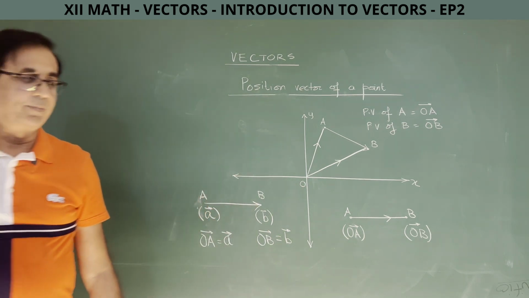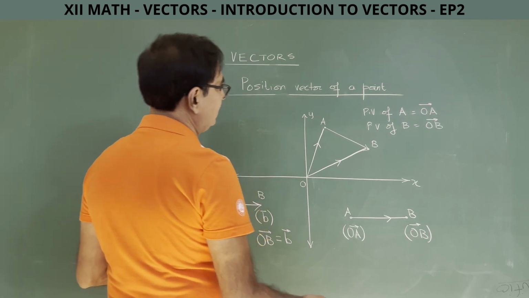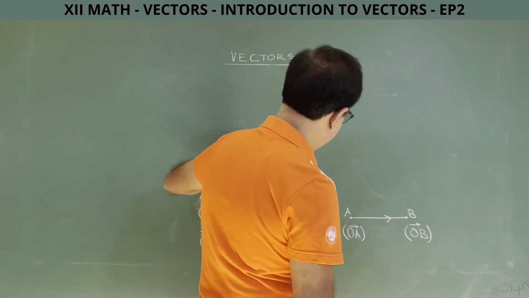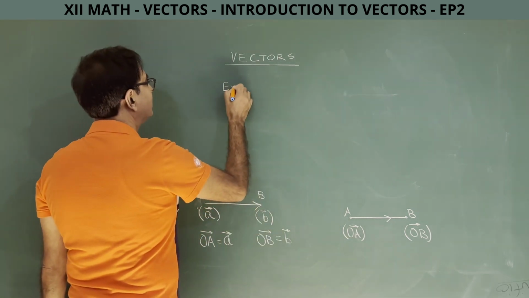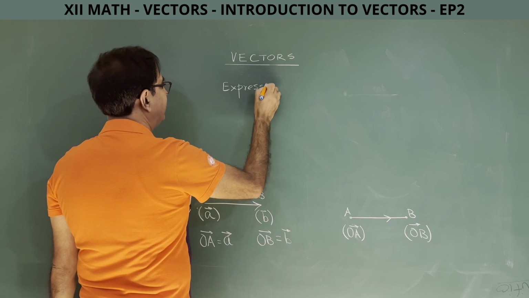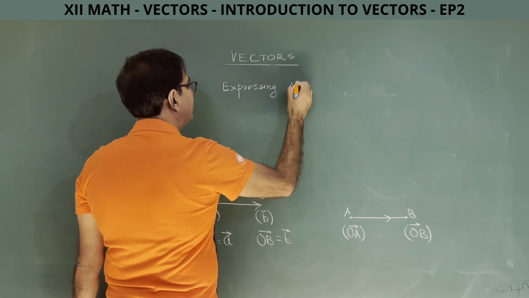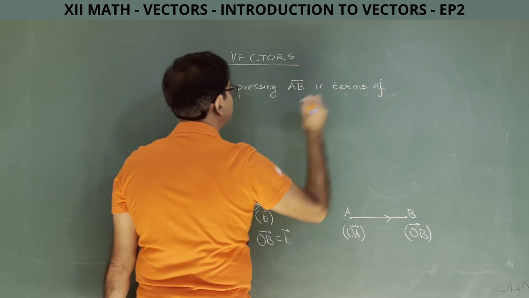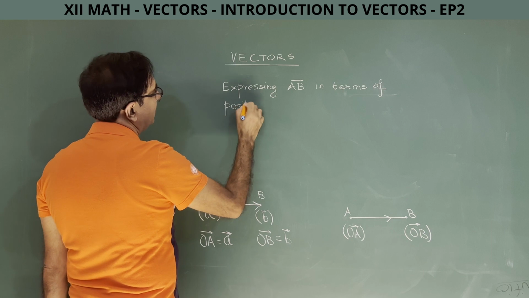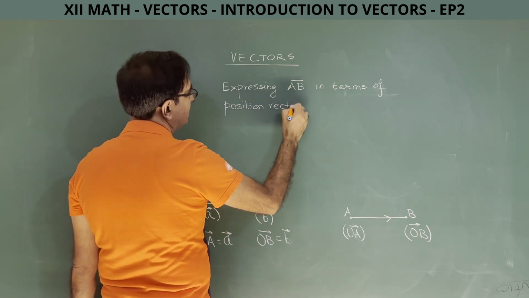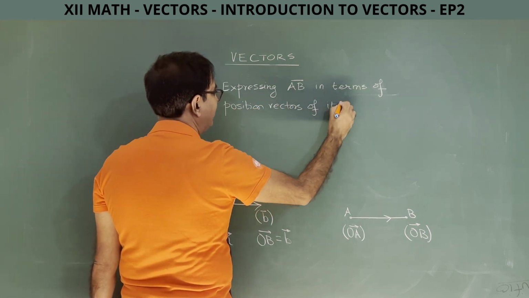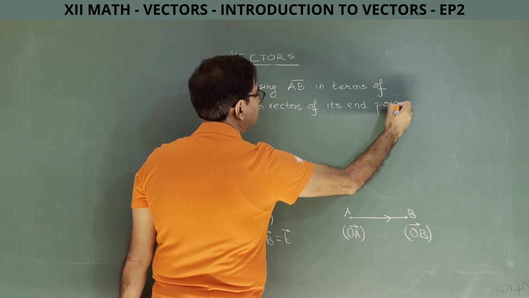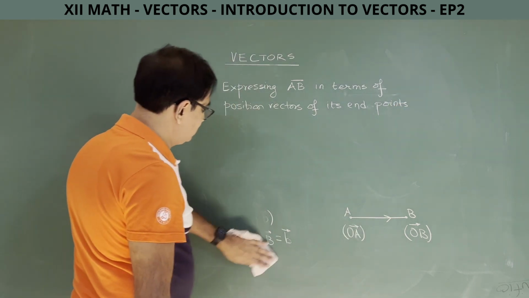Alright. So, next topic: expressing any vector in terms of position vectors of its endpoints. Expressing vector AB in terms of position vectors of its endpoints. Okay. So I will draw the previous diagram once again.